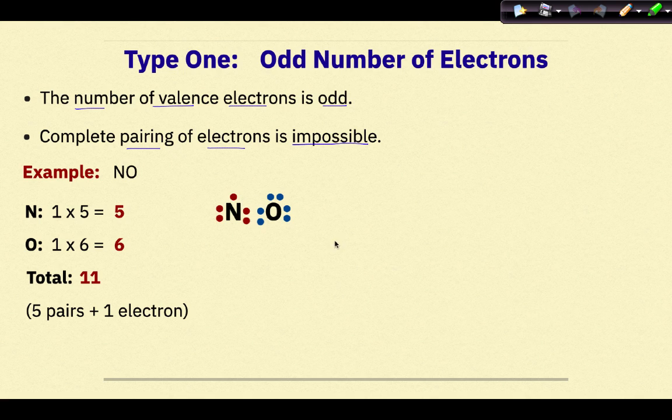So the Lewis structure for this will look something like this, with this 1 electron being over the nitrogen and oxygen having its full octet, but nitrogen being electron deficient.